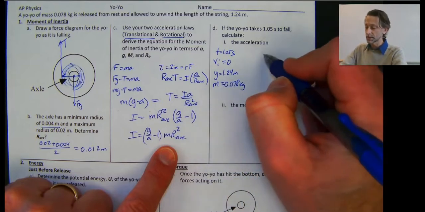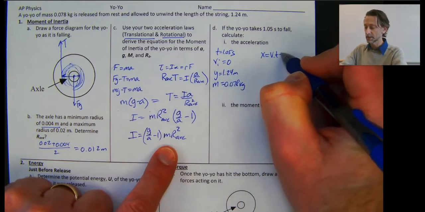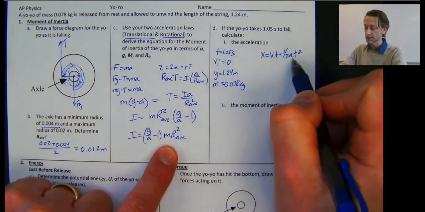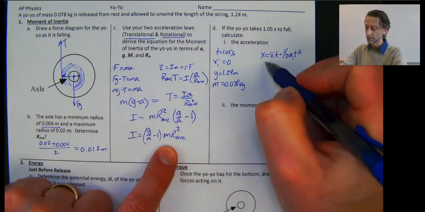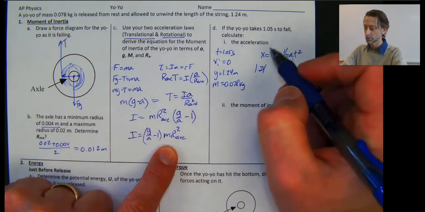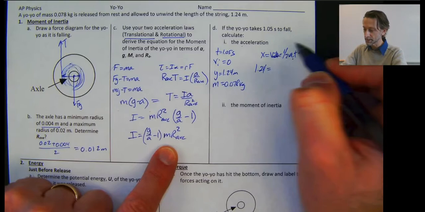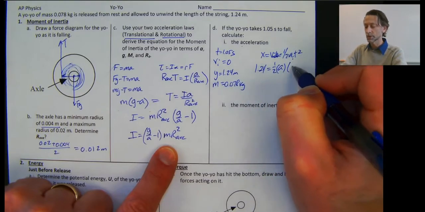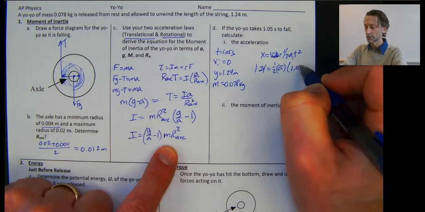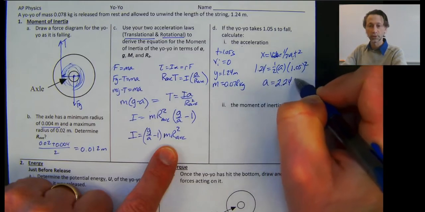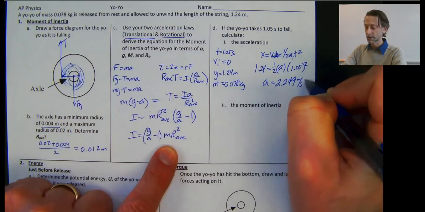From there, we can say x equals v initial t plus 1/2 a t squared, and that will give us our linear acceleration. So our height is going to be this 1.24 is how much it's going to drop. The initial velocity is 0. 1/2 of a times the time, which was the 1.05 squared. And when you do that and you solve for a, you get 2.249 meters per second squared.